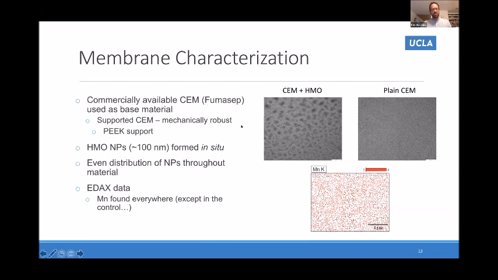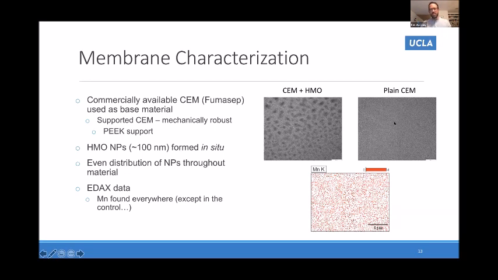And then we formed these manganese oxide, HMO, nanoparticles in situ. So we took the membrane, we did our chemical processing, and we managed to form these manganese nanoparticles that are completely embedded throughout the polymer matrix of the membrane. Here's a transmission electron micrograph of these manganese nanoparticles. They're approximately 100 nanometers, and this is a cross-sectional view of the membrane, and you can see they're embedded all the way through.